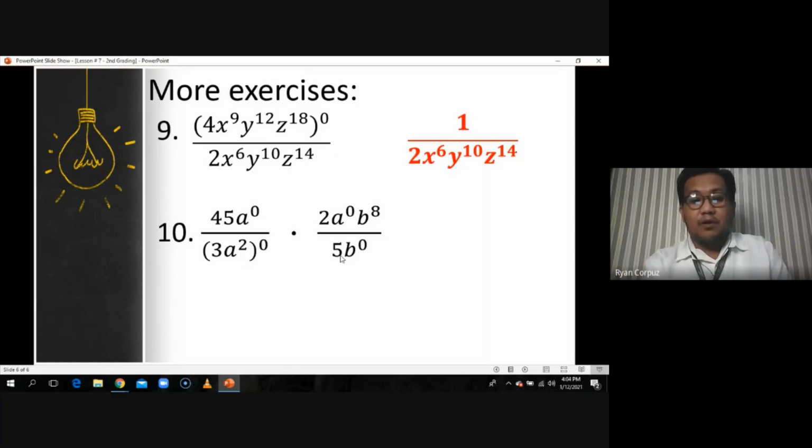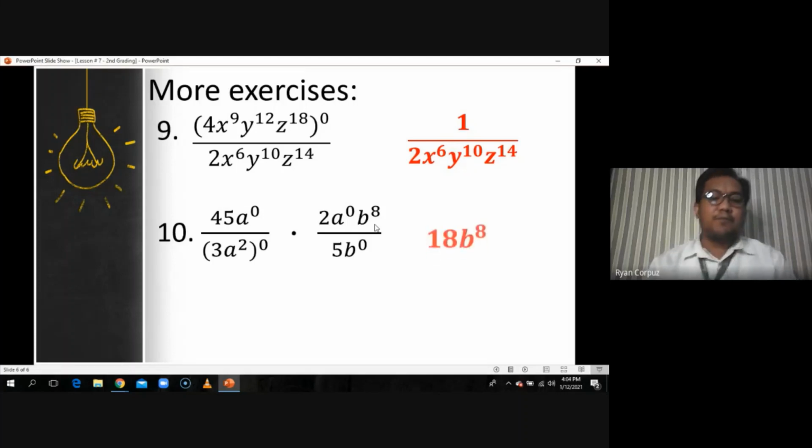Tama? So, 90 divided by 5. 90 is exactly divisible by 5, so we still have to simplify it. 90 divided by 5 is 18. Then copy and attach the b raised to 8. So that will come up with 18b raised to 8.